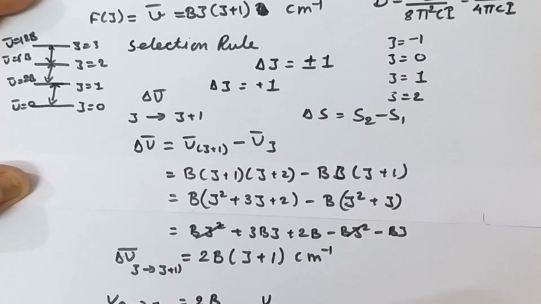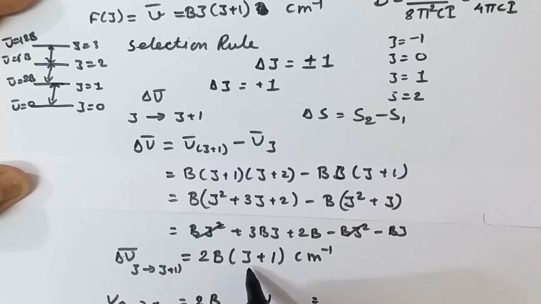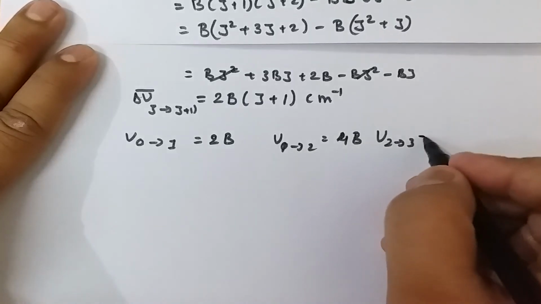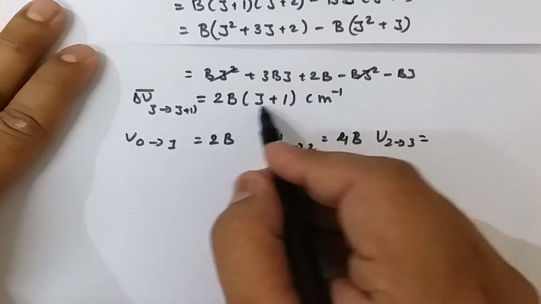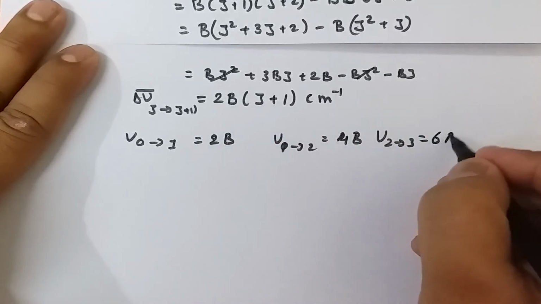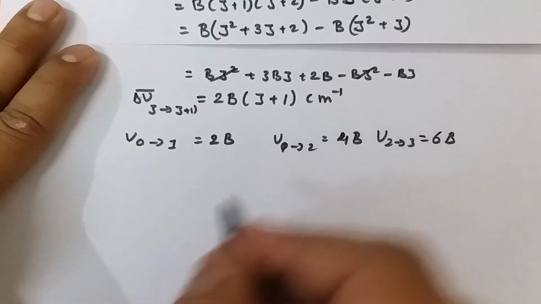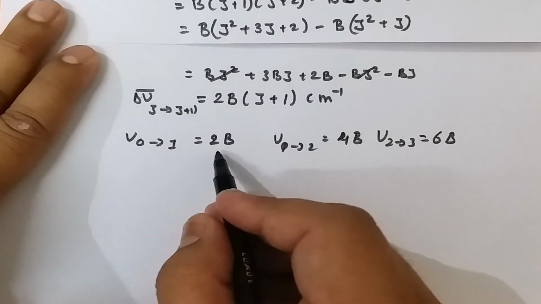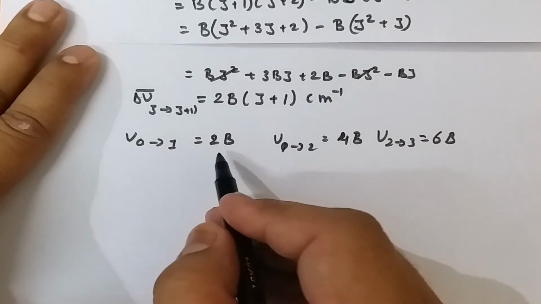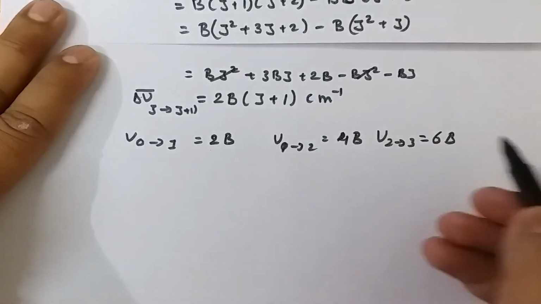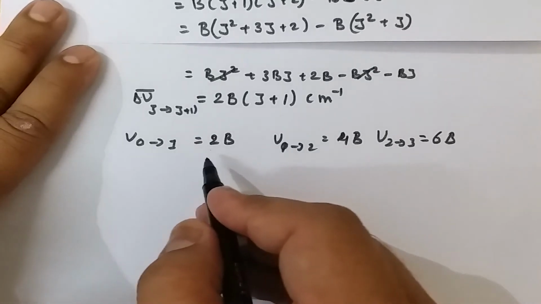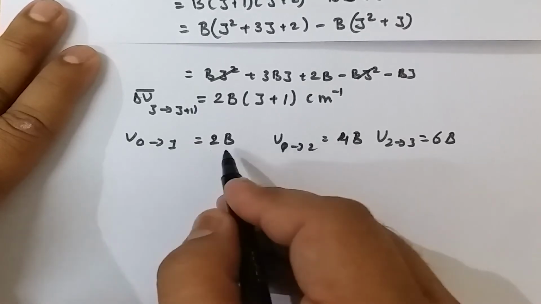Then the transition from 1 to 2: 1 plus 1 is 2, 2 twos are 4, so it will be 4B. For 0 to 1 it will be 2B, for 1 to 2 it will be 4B. Similarly for 2 to 3 it will be 2 plus 1 is 3, and 3 twos are 6, so it will become 6B and so on. So in short, for the rotational spectrum of a rigid diatomic molecule, the spectral line series is 2B, 4B, 6B, 8B and so on, and there is an equal spacing between each line, and the difference is 2B.